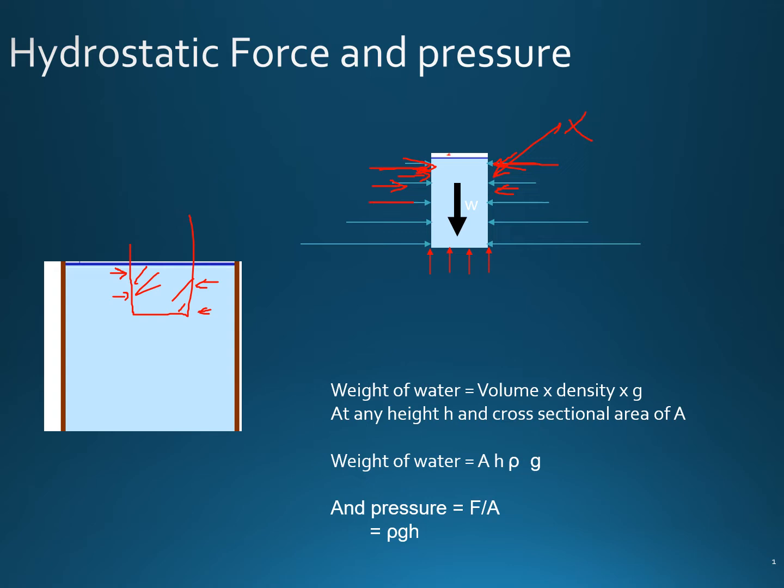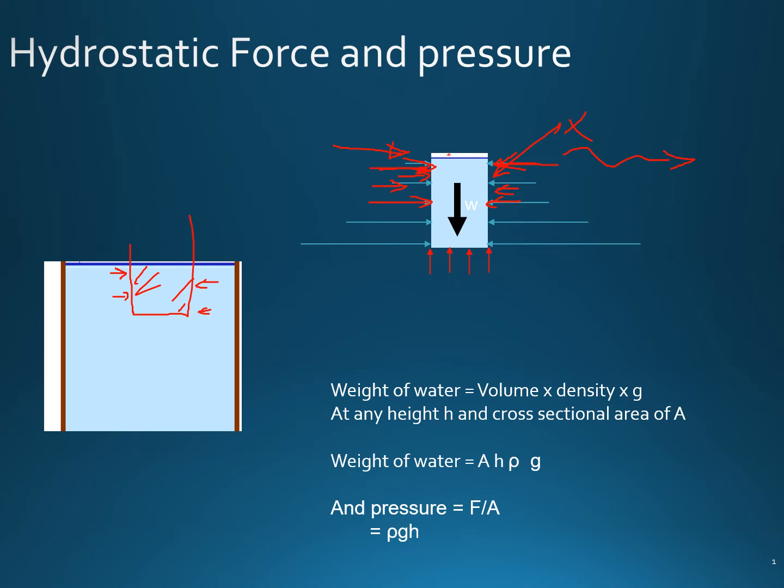That means the horizontal forces should be equal and opposite. If that is not the case, then this column of water would be moving in that direction. If this side of force is bigger, then water would be moving in this direction, which is not the case because this is hydrostatic, which means water is not moving. So from the horizontal direction, there is no movement, so forces from the left and right are equal.